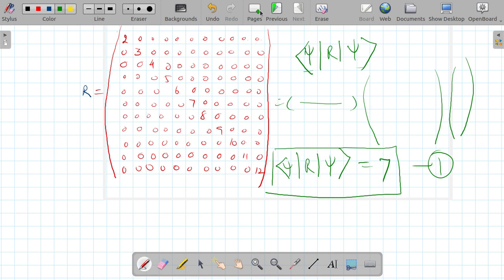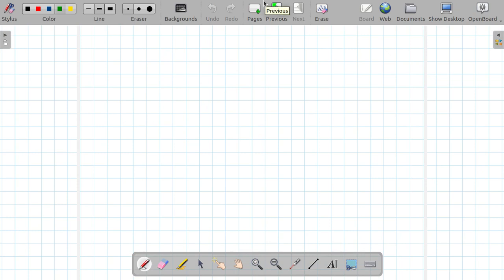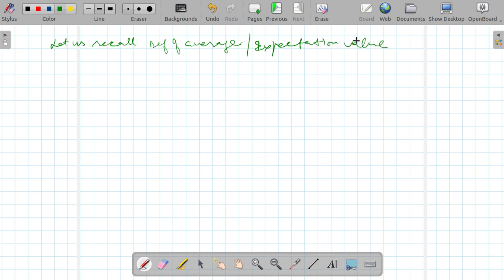Now, what I will do is recall the definition of the average value or the expectation value, as we have learned in statistics in the lower classes. Very interesting results will come out from all this. So let X be a random variable with a finite number of outcomes.